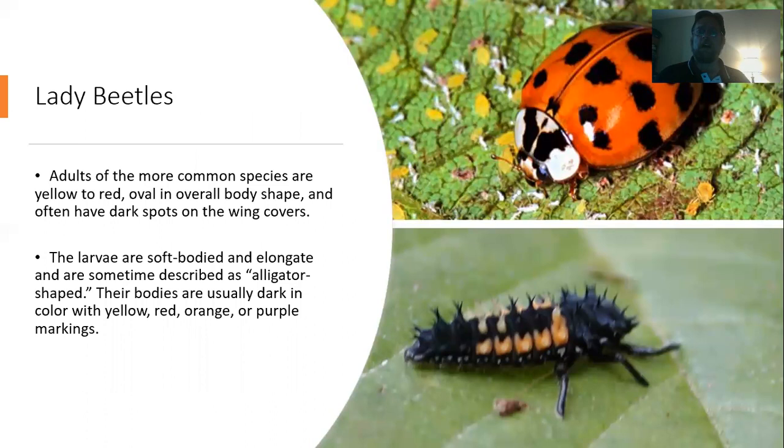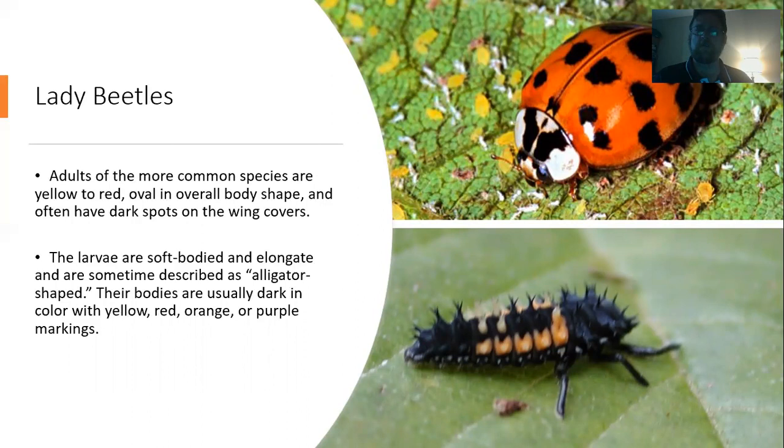So to talk a little bit about some specific beneficial insects, probably the most famous one is the lady beetle. The adults of most of these species are yellow or red and have that really characteristic oval body shape. And often they have dark spots on their wing covers. The larvae are a little bit more difficult to recognize. You can see a picture there at the bottom. They have a shape we call alligator shaped. Their bodies are usually dark with either yellow or red or orange markings on them.